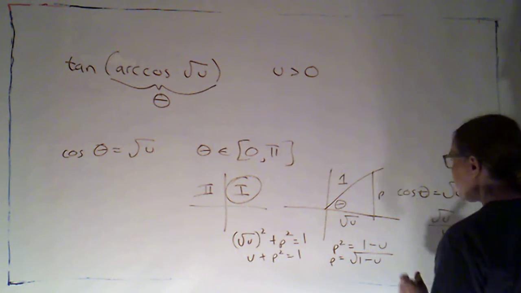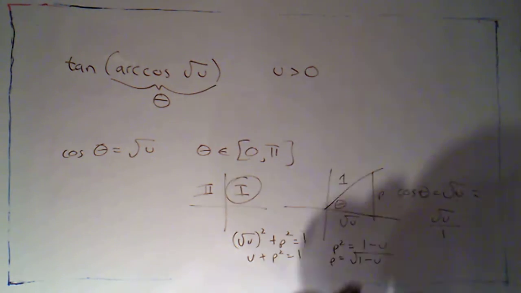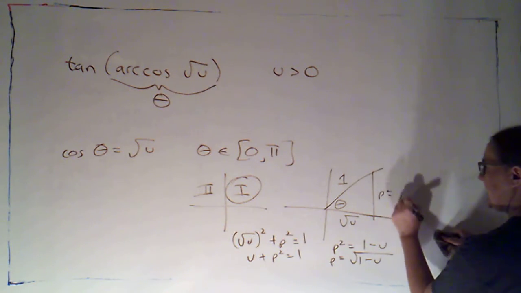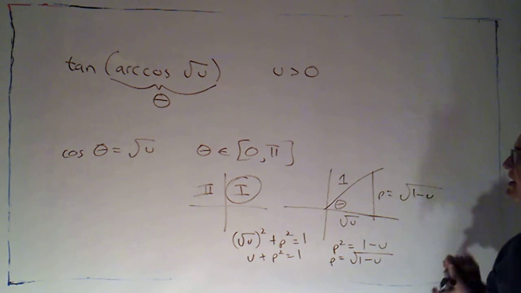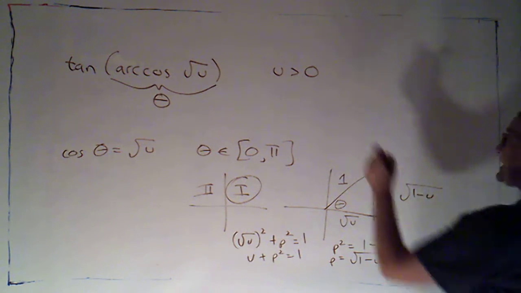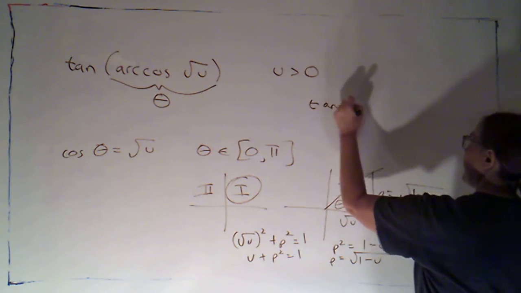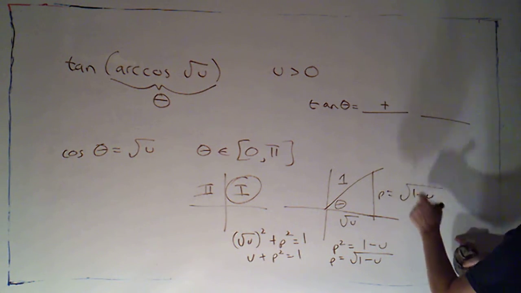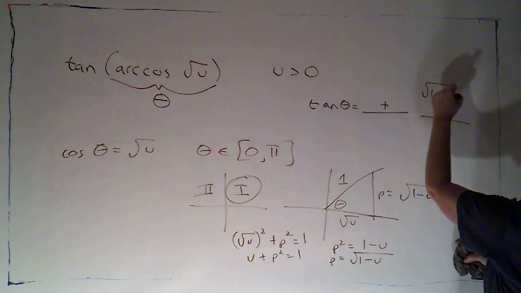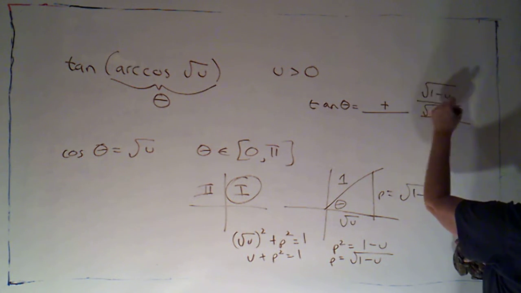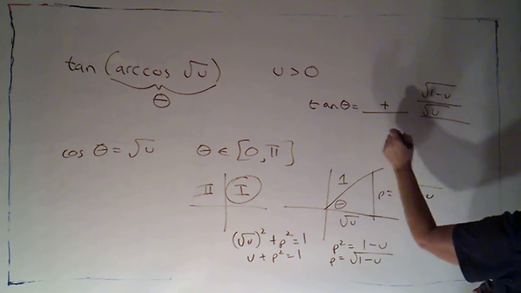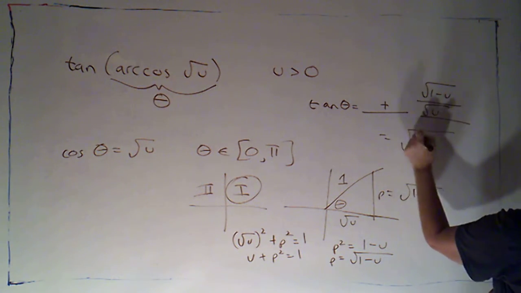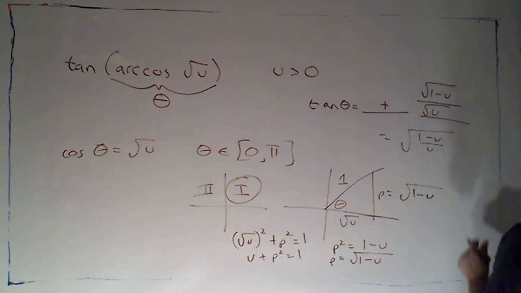Okay, so I've got, let's see, we'll label this side p as root 1 minus u. And then we were trying to evaluate tangent of theta. I'm in quadrant 1, so it's positive. It's going to be opposite over adjacent. So it's root 1 minus u over root u. Or if I prefer, I could write that as root 1 minus u over u.